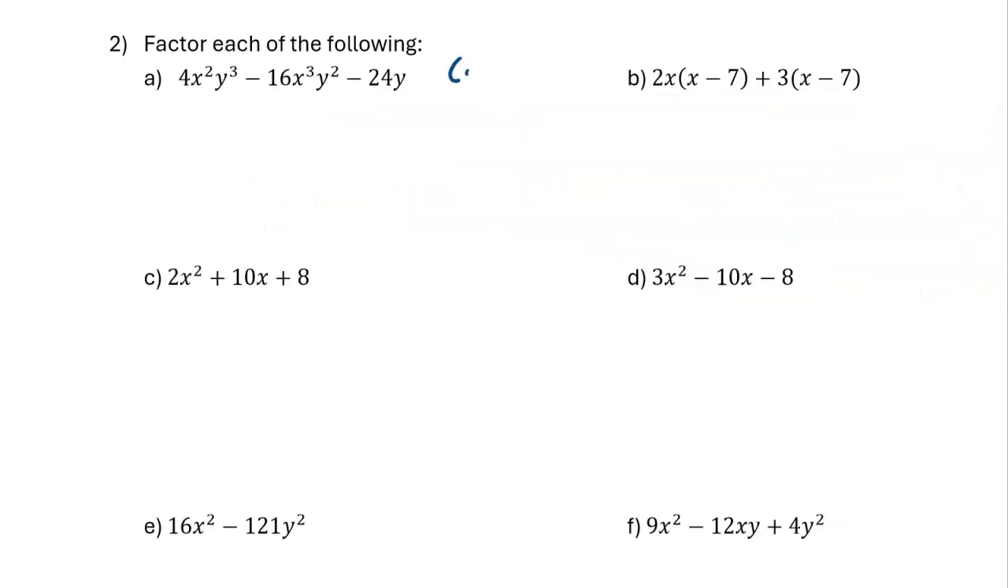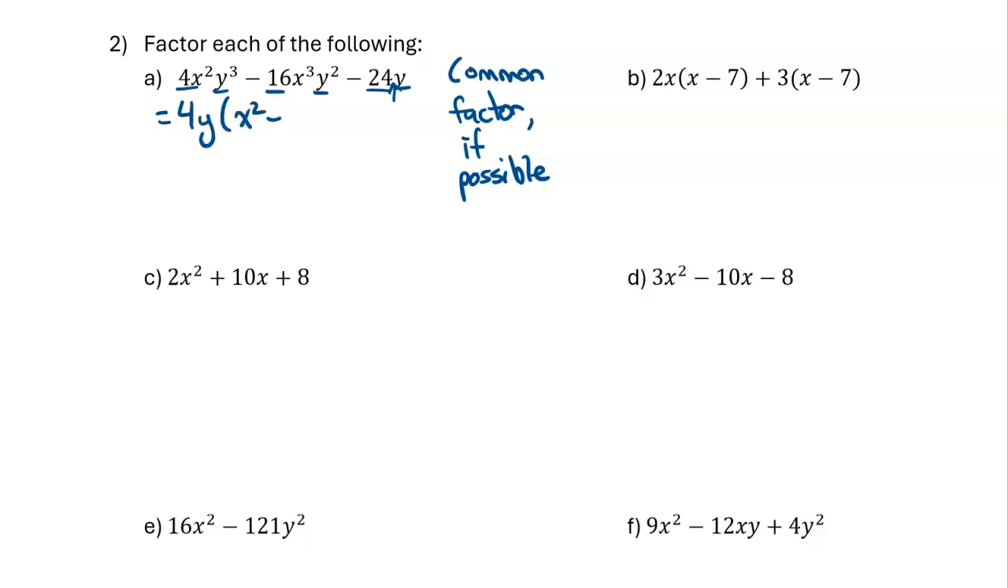So the first factoring question says this. It's 2a, and it says 4x squared y cubed minus 16x cubed y squared minus 24y. And so we always want to start by common factoring if possible. So here the only thing that's common as far as the number that's a common multiple is there's a 4. The x's, there's no x in the last term, and the y, there's only one y in the last term. So that's why we can only common factor a 4 and a y.